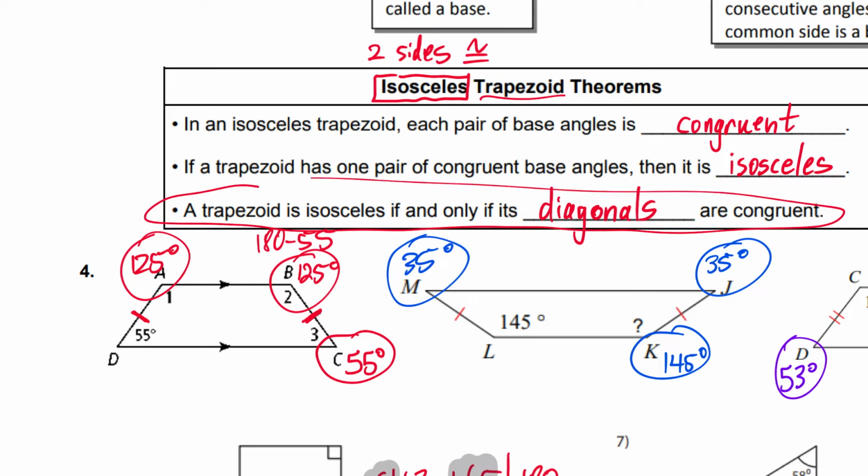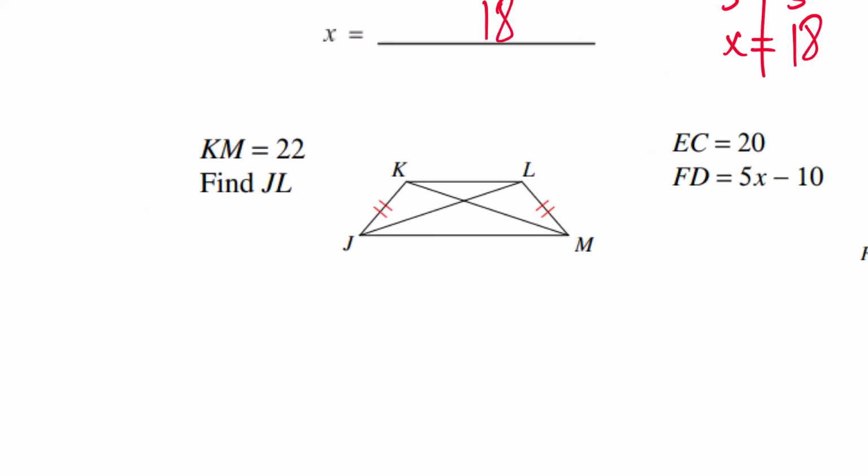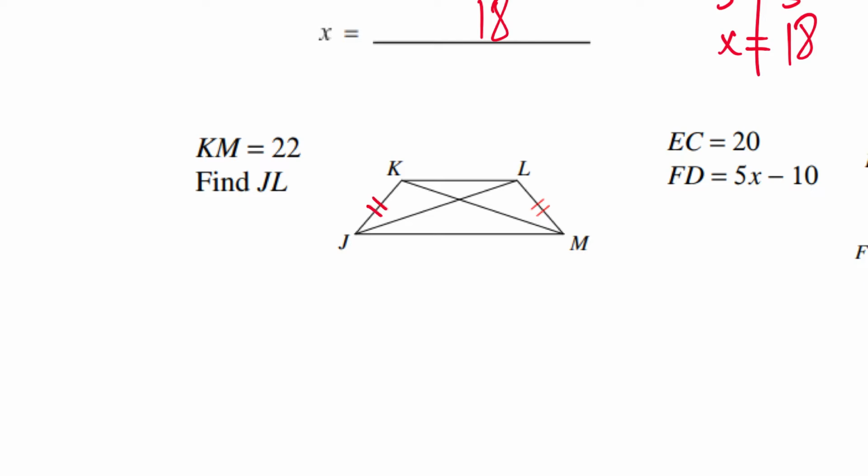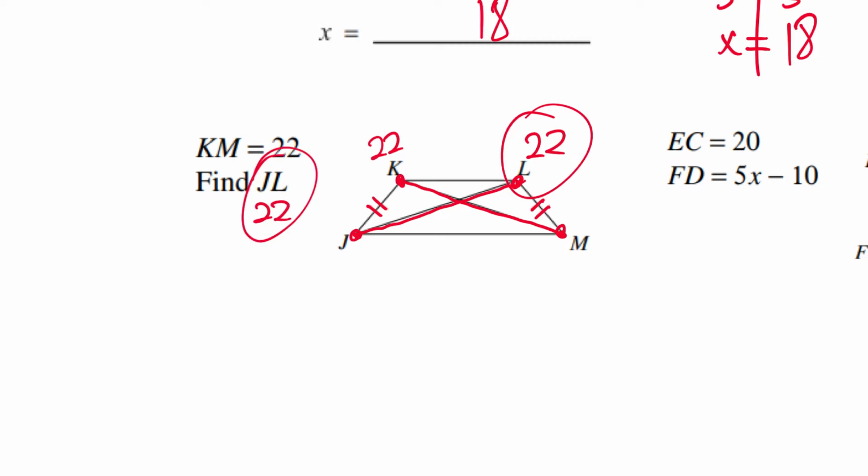In an isosceles trapezoid, the diagonals are congruent. All right, well, that says it the other way around, but same idea. Okay, so this is an isosceles trapezoid. I know that because of those marks. It says that KM, from here to here, is 22. And the question is how long is JL? It's going to be 22. Yes, exactly.